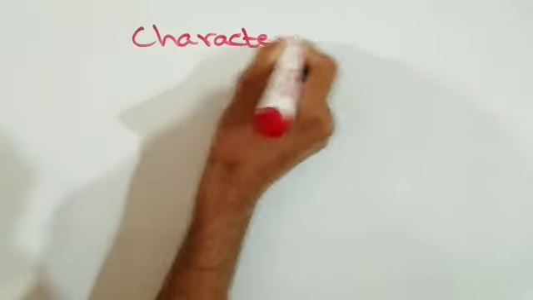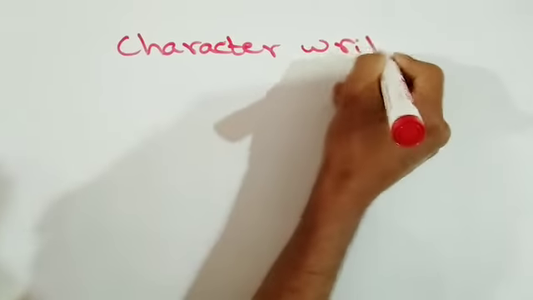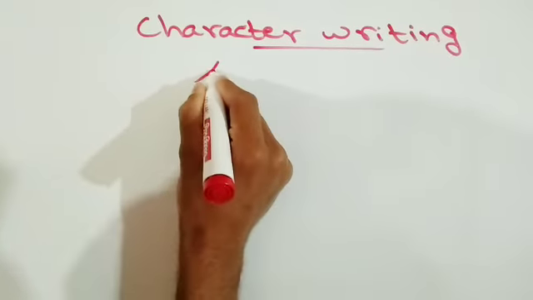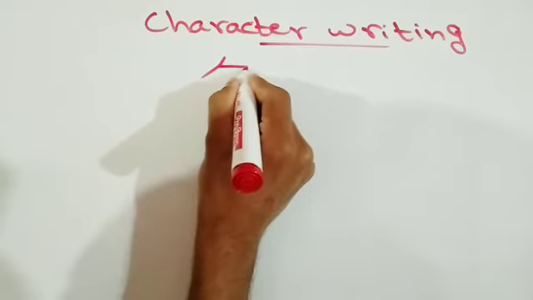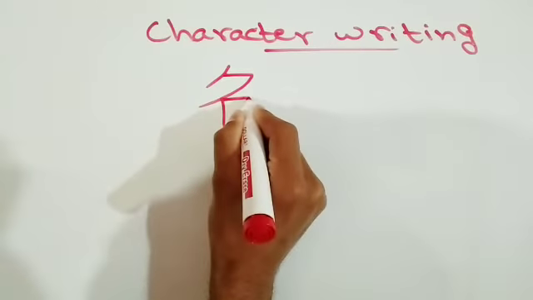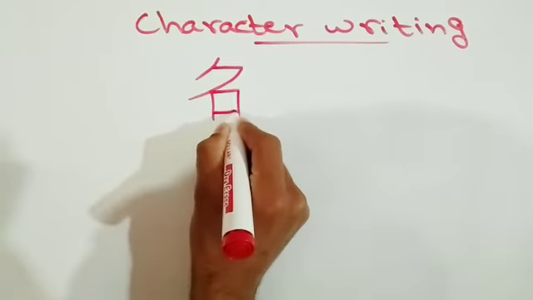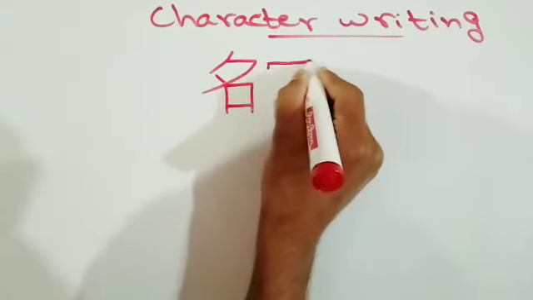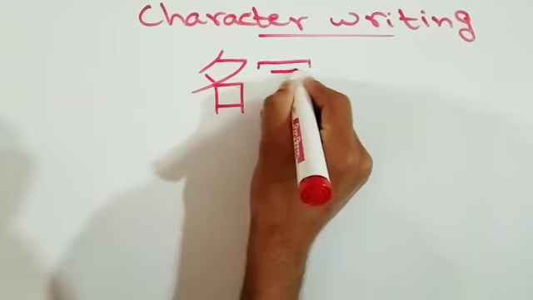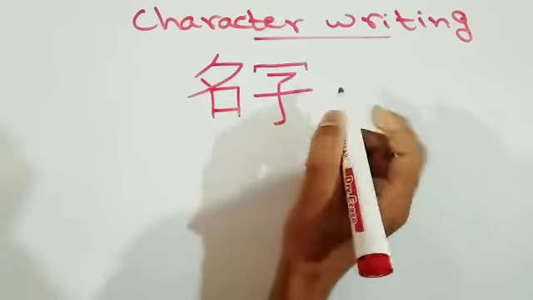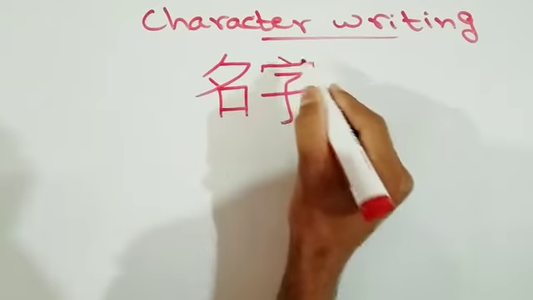Let's start character writing. How to write the word Míng in Chinese character. So let's start. Stroke 1, stroke 2, stroke 3, stroke 4, stroke 5, stroke 6, stroke 7, stroke 8, stroke 9, stroke 10, stroke 11, and the last stroke is stroke 12.